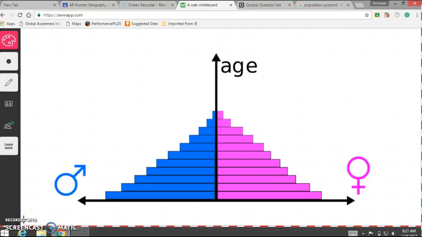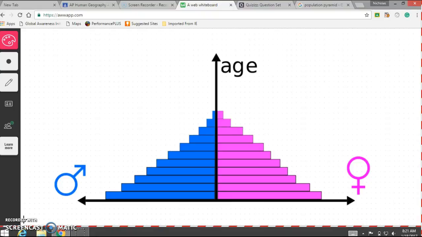Okay, guys, this is a video on population pyramids, specific to Chapter 2, because population pyramids tell us a lot about a country's population and what it actually looks like in the demographic transition. So when we take a look at this population pyramid, there's a couple of things to remind us of.